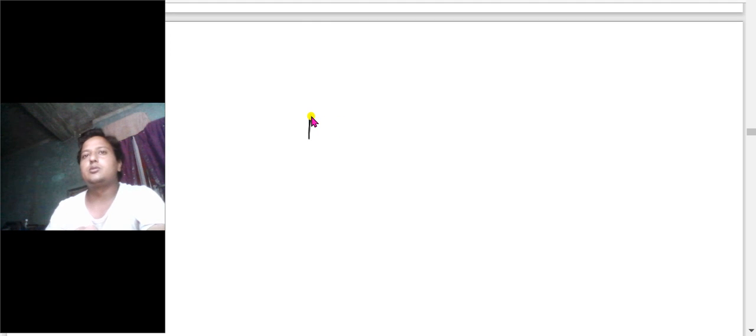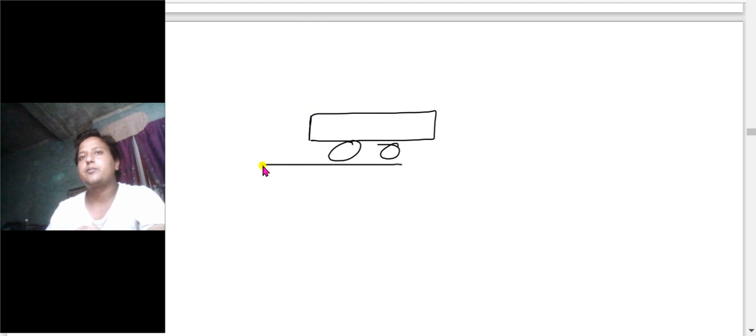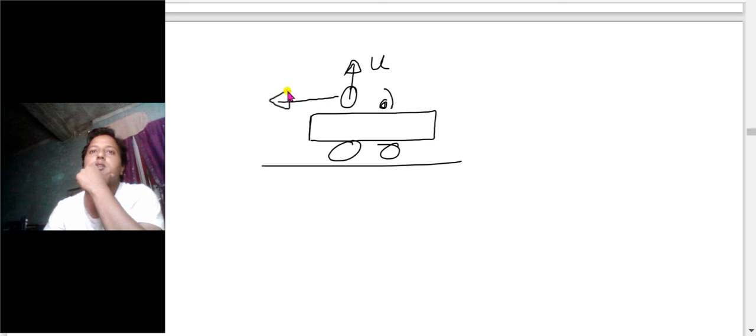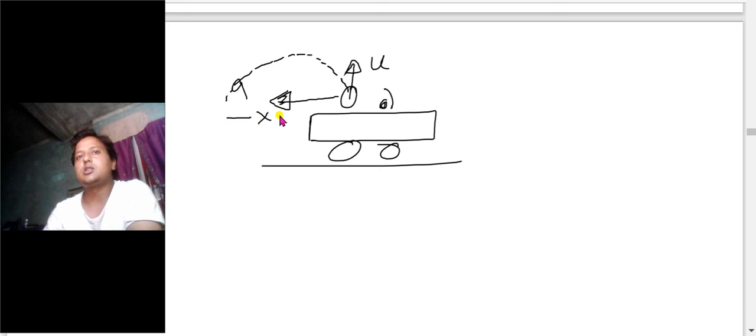From a moving car a ball is thrown vertically upward. With respect to that observer, the speed is u, and a pseudo acceleration a is acting. So the ball will go like this, and this distance is the range.